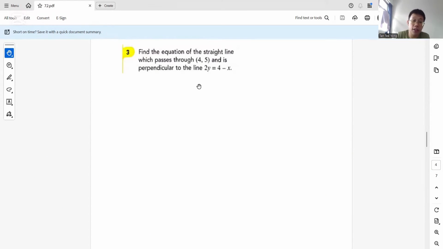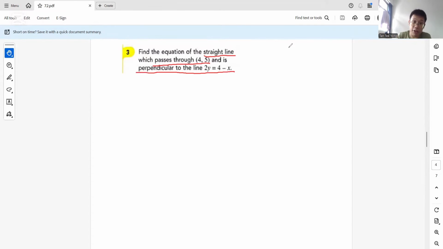Let's go through question 3 together. Question 3 is quite similar to question 2. All right, so let's start. Find the equation of the straight line which passes through (4, 5), and this straight line is also perpendicular to the line 2y equals to 4 minus x.